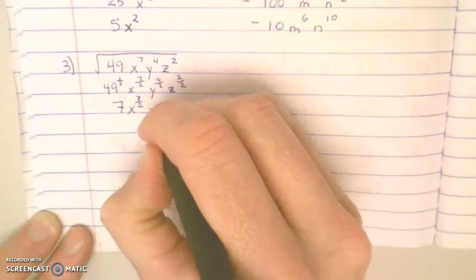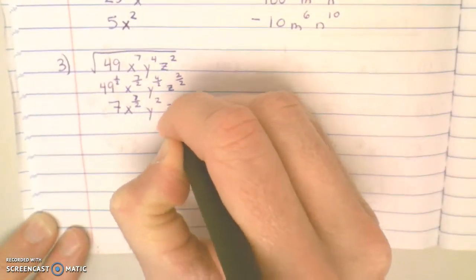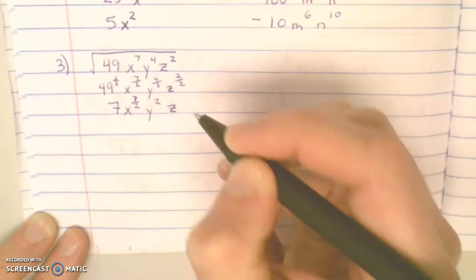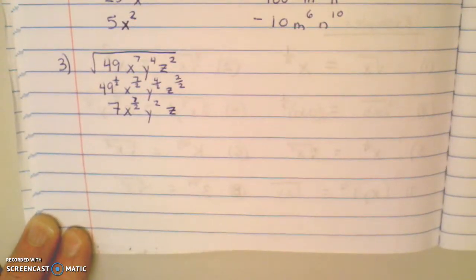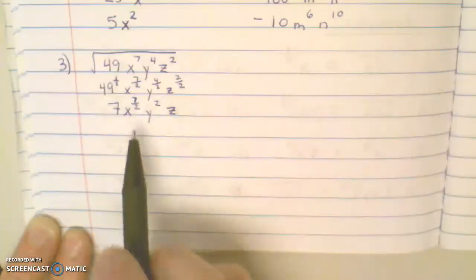4 divided by 2 is 2, and 2 divided by 2 is 1. So my simplified version here is 7x to the 7 halves, y squared, z. And that's simplifying my problem using rational exponents. Simplifying with rational exponents.